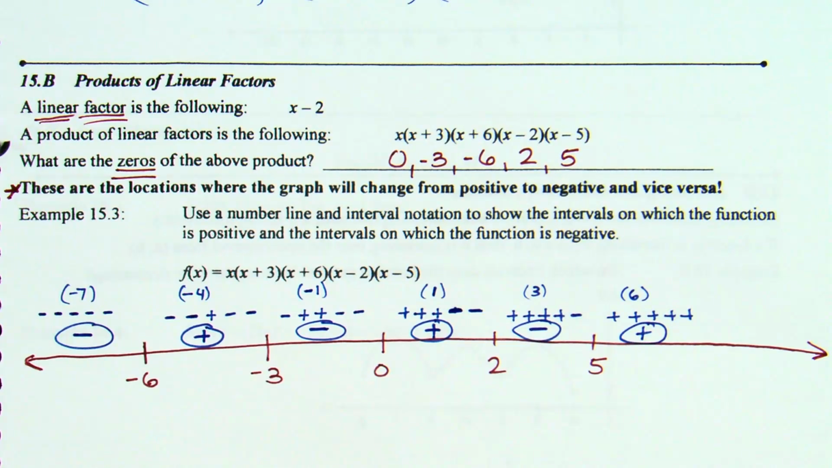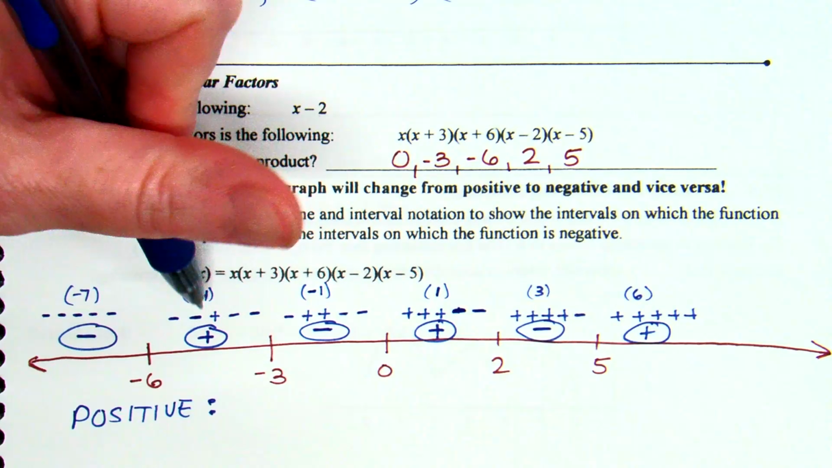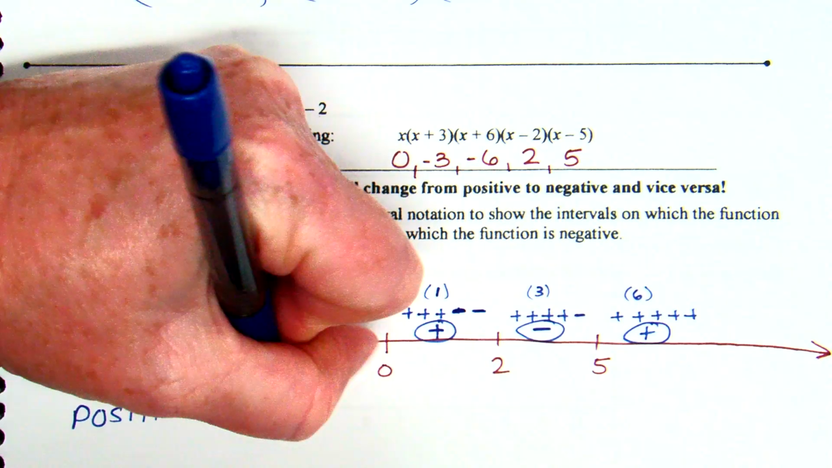So, first of all, it asks me to write the positive intervals and negative intervals using, did it say interval notation? Yes. So, what are my positive intervals? But what are the intervals? -4 is in between which numbers? No. Forget the numbers we tested with. -6 and -3. You see where I'm going with that? Yeah. Use the actual zeros. So from -6 to -3 is a positive interval. What's another positive interval? 0 to 2 and 5 to infinity.